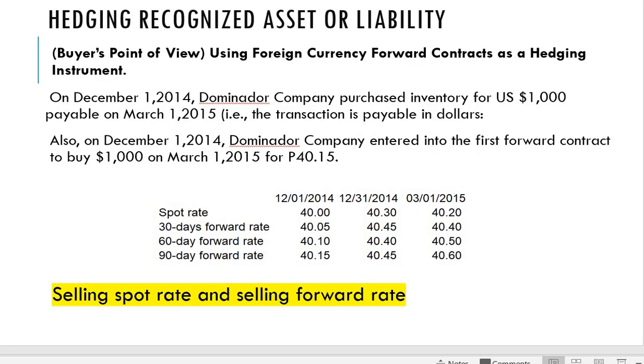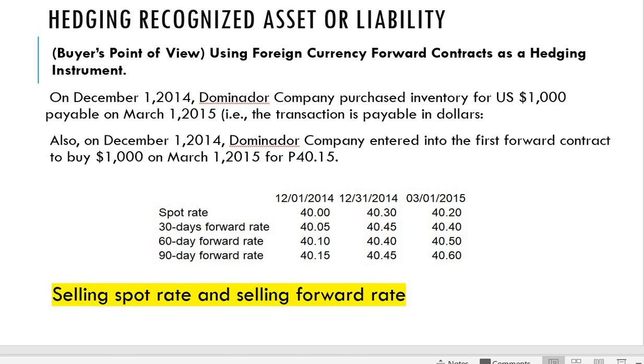Okay, so let's have an illustration. We'll first discuss hedging a recognized asset or liability, that is, hedging an exposed asset and an exposed liability. We'll discuss other hedge items in our next discussion or videos. Okay, so we have here the buyer's point of view, and we are using a forward contract as our hedging instrument. We'll also discuss some other hedging instruments in our next discussion.